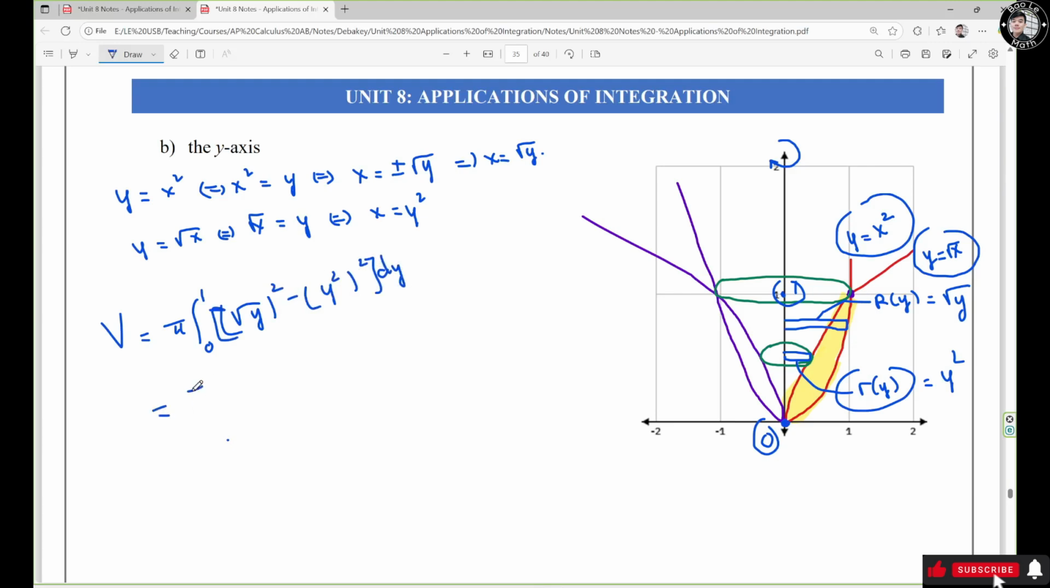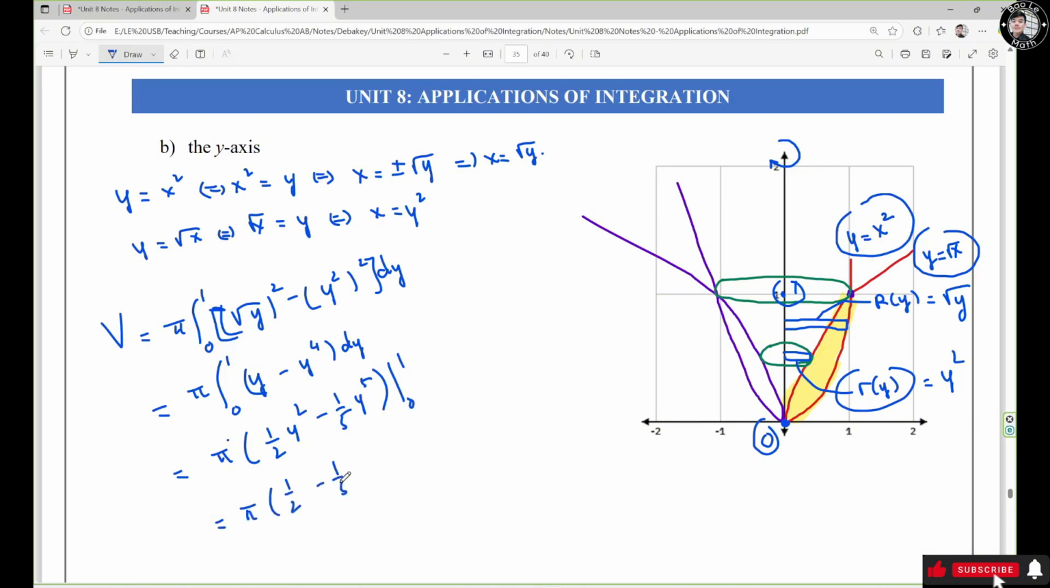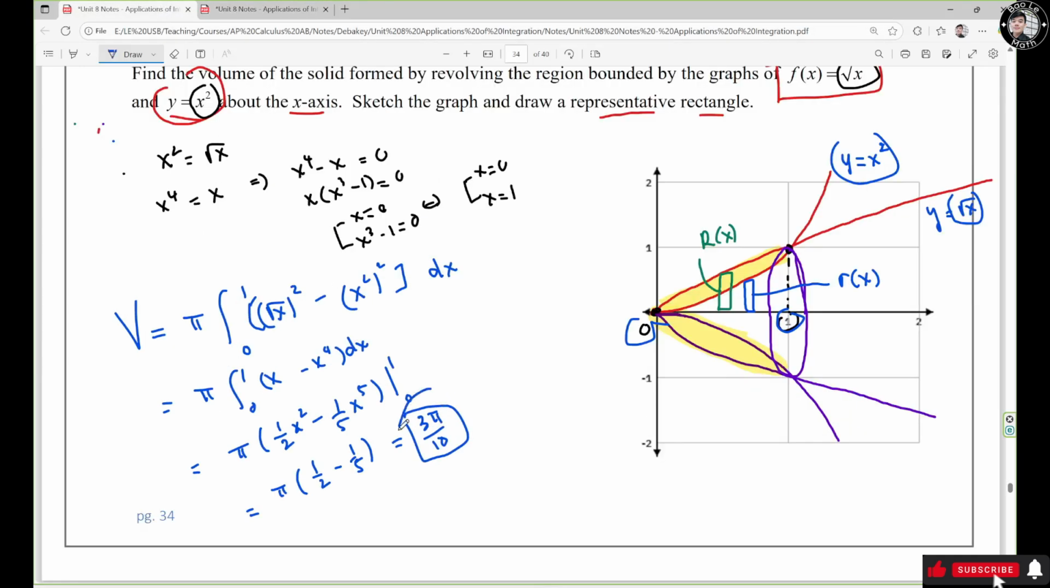Now I'm going to simplify this one. It's going to be pi times the integral from 0 to 1 of y minus y to the power 4 dy. So the antiderivative of this one is pi times 1/2 y squared minus 1/5 y to the power 5, evaluated from 0 to 1. So it's going to be pi times 1/2 minus 1/5, and it's going to be 3 pi over 10, which is the same thing as the first one right here.